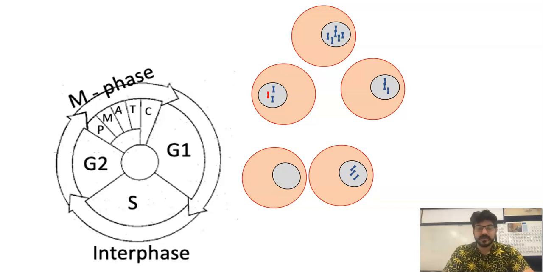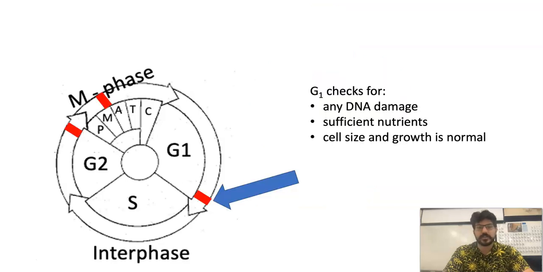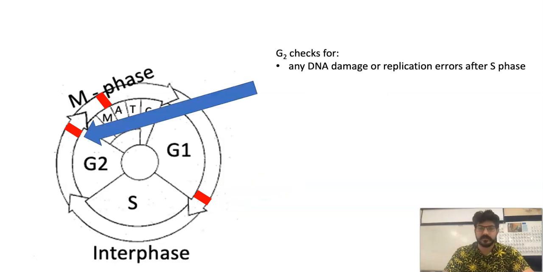So how does the cell cycle try to prevent this? Well, there are checks at each of these stages in the cell cycle. The first one, the G1 checkpoint, checks for any damage to the DNA before it goes into the synthesis phase. It also checks that the cell has enough nutrients and that it has gone through enough size and growth to actually survive the rest of the stages. If it hasn't gone through enough growth, if it doesn't have enough nutrients, or if there's any DNA damage, then the checkpoint halts the cell here.